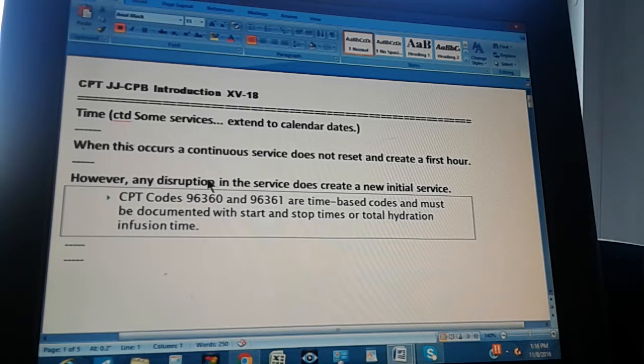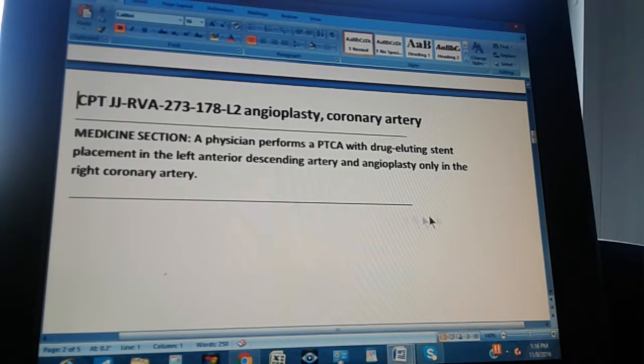CPT workbook, page 273, exercise 178, and this is a level 2 exercise, which means this is a little difficult. The text is: Angioplasty, coronary artery. Medicine section. A physician performs a PTCA with drug-eluting stent placement in the left anterior descending artery and angioplasty only in the right coronary artery. That is the procedure.